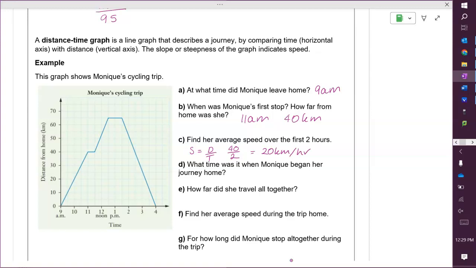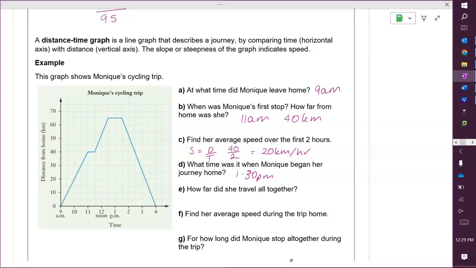What time was it when Monique began her journey home? So it's looking at, well, when did she start to return? So if we go up to the top here, she started to return, if that's 1 and 2, halfway through, so 1:30 p.m. is when she began her return journey.